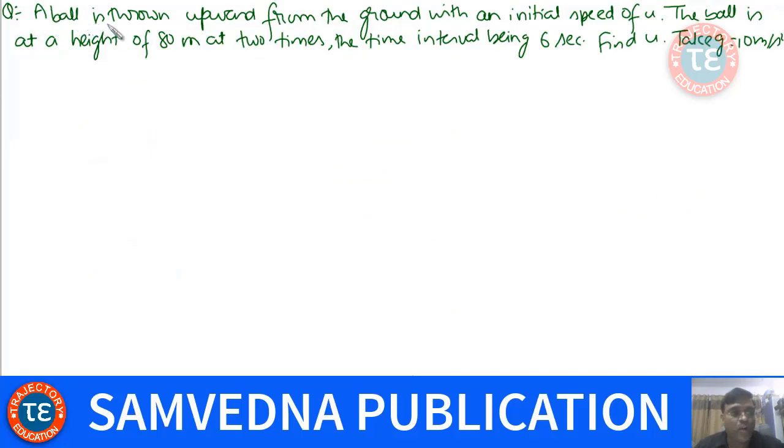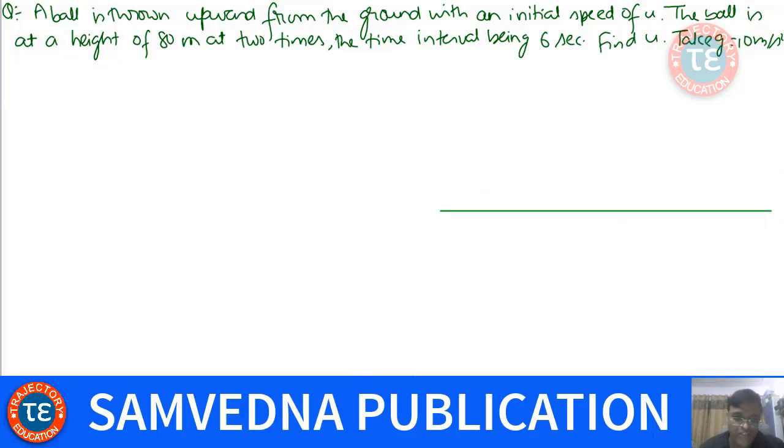Our next question says a ball is thrown upward from the ground with an initial speed of u. The ball is at a height of 80 meters at 2 times, the time interval being 6 seconds. Find u. What does the question mean?